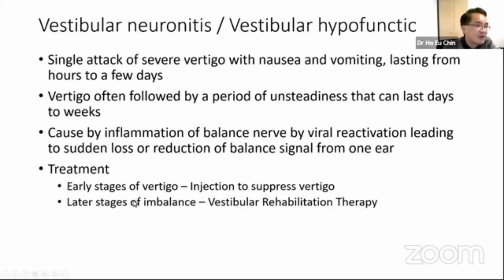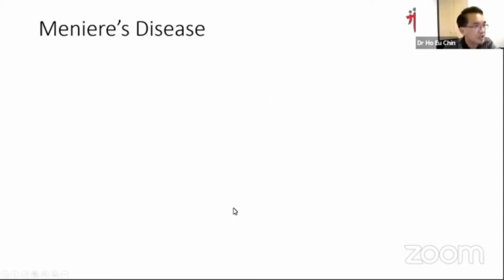Then, as I said earlier, after the early stages of vertigo for a day or two, they can have a variable length of imbalance that can sometimes go on for months in some of the elderly patients. And the best treatment for that is to have some specialized physiotherapy, what we call vestibular rehabilitation therapy. And these sorts of services are normally available in most hospitals.